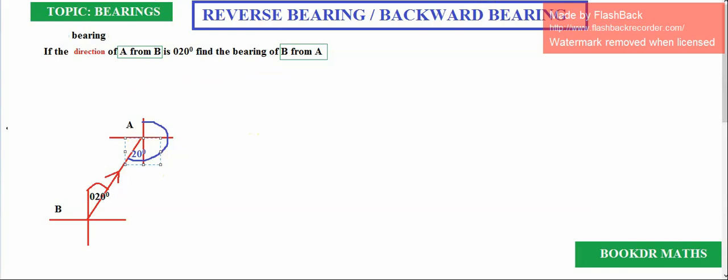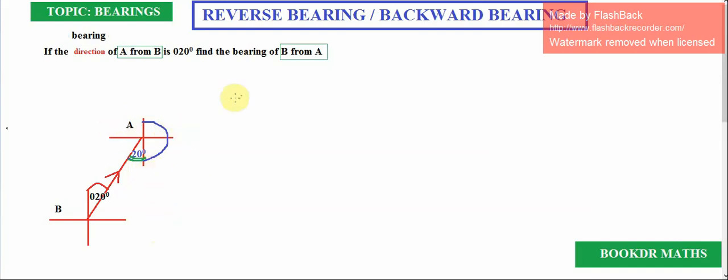The small space here is 20 degrees. So to find the complete turn from the north pole up to this line, we only add the 20 to the 180. I don't need to tell you where I'm getting the 180 from. You should be conversant with these standard angles, 90, 180, 270.